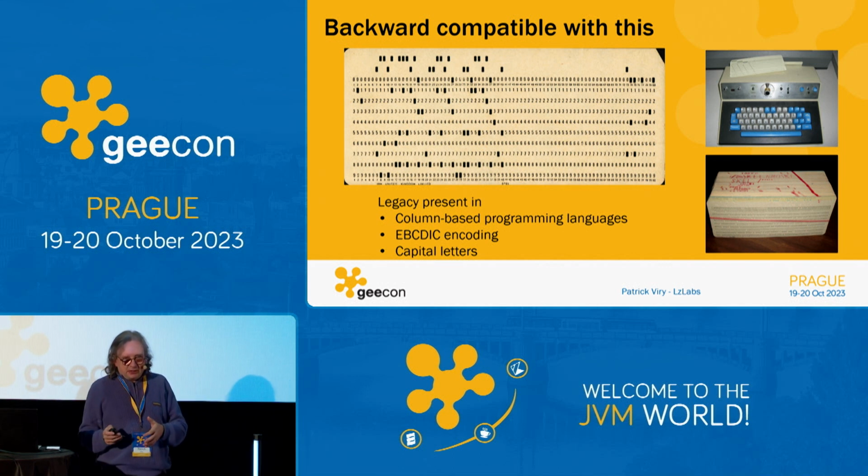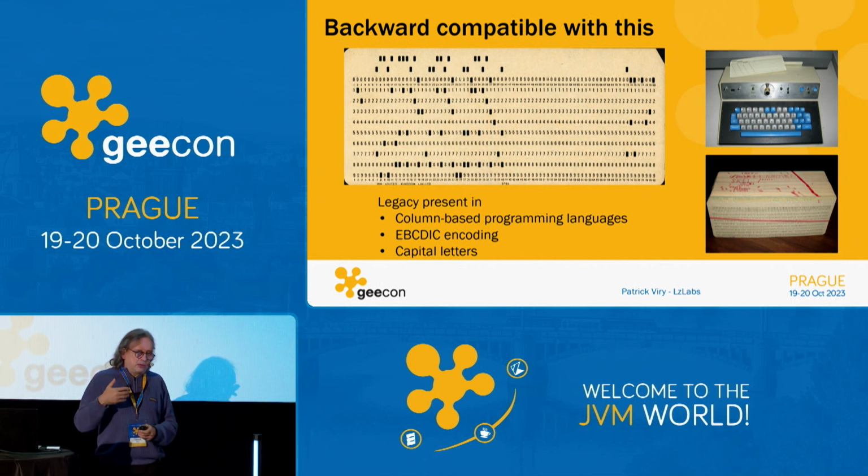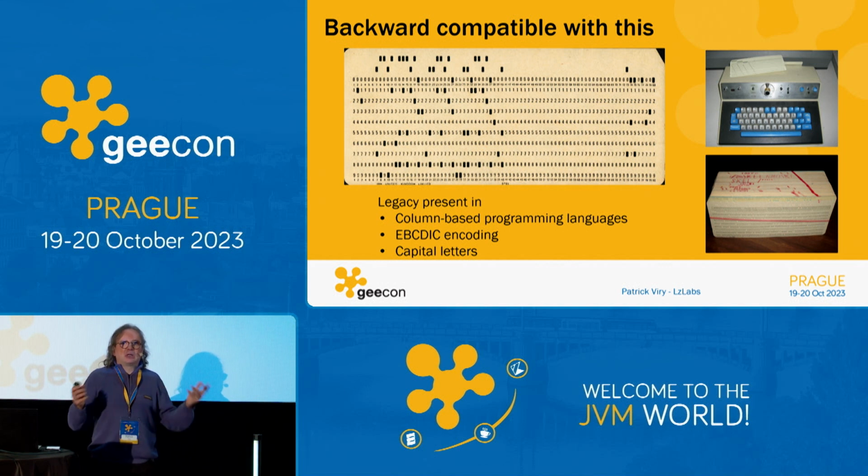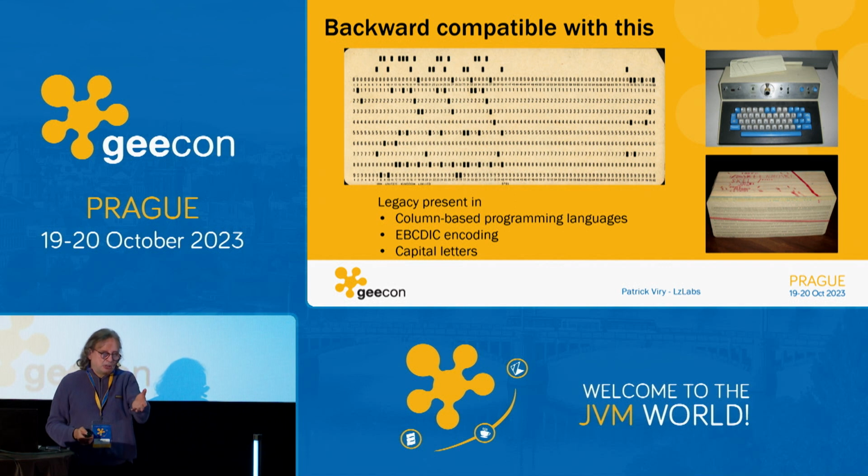So the legacy of this, of course they don't use this anymore, but the legacy of this is still very present. First in the fact that everything is column-based. The programming languages are column-based. The data is mostly column-based. There's also the fact that it uses EBCDIC encoding instead of ASCII encoding. I'll get back to this later. Also, this is the reason why you see capital letters all over the place, because the early punch cards didn't have enough room to store small letters.